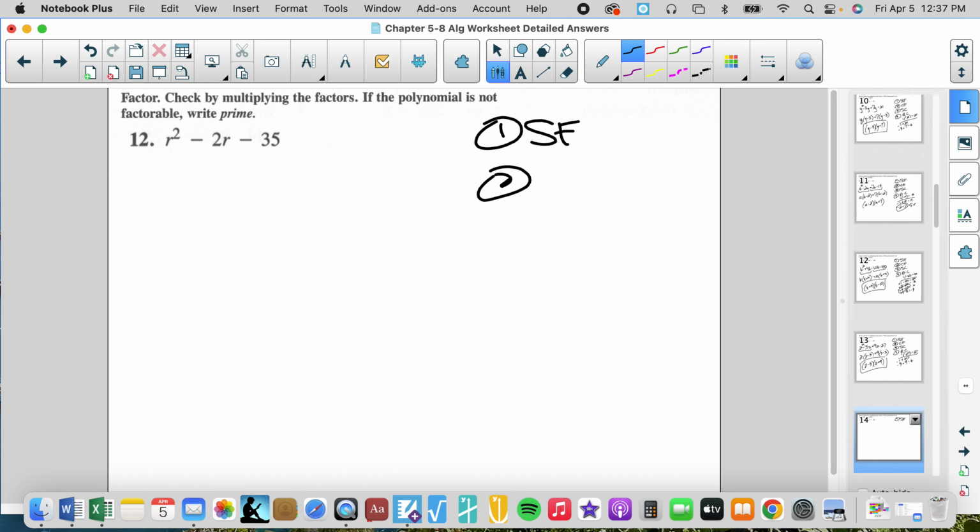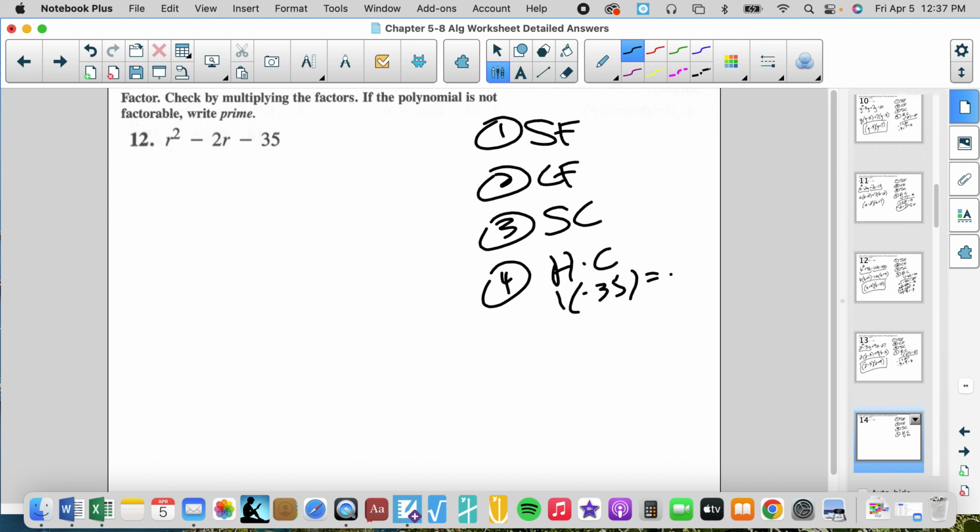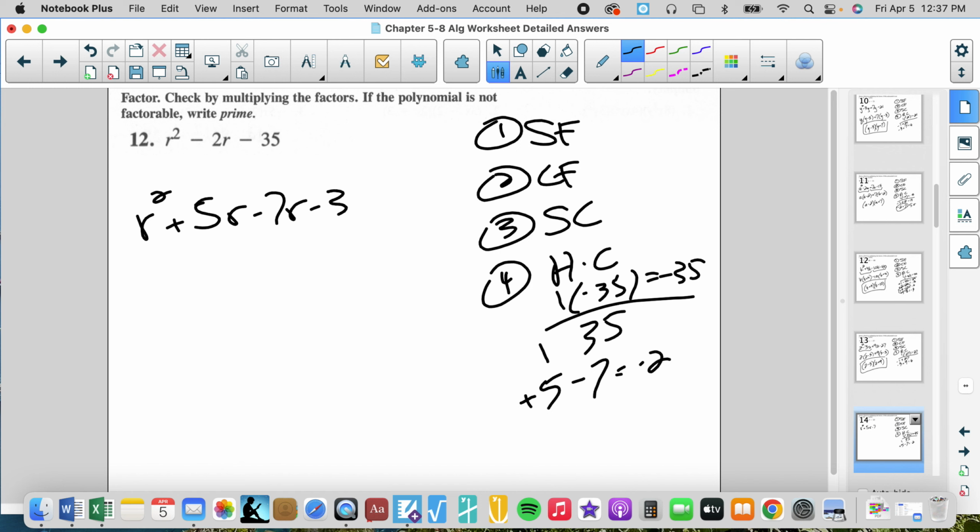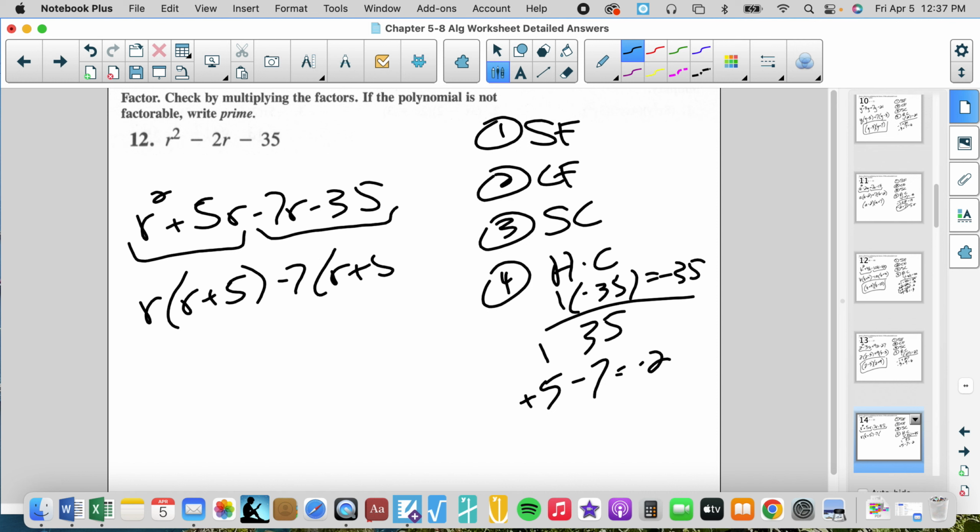Standard form, common factor, special case, A times C. 1 times negative 35 is negative 35. 1 and 35, 5 and 7. Signs are different. Bigger is negative. There's my negative 2. r squared plus 5r minus 7r minus 35. Factor out an r. Factor out a negative 7. r plus 5, r minus 7.